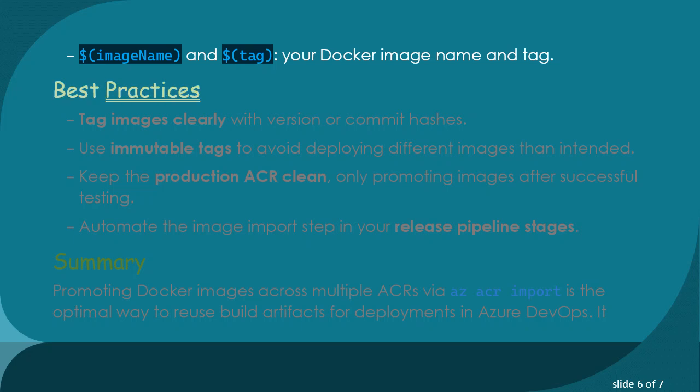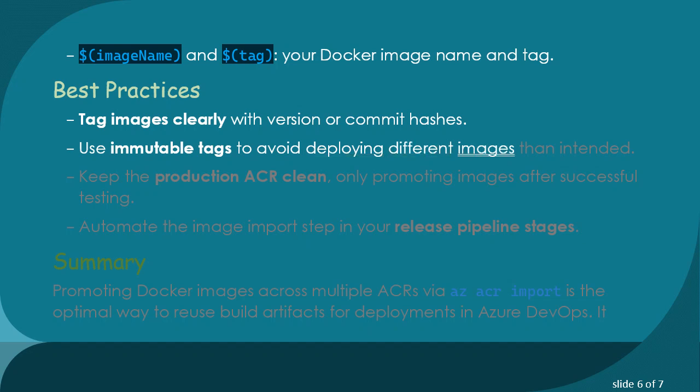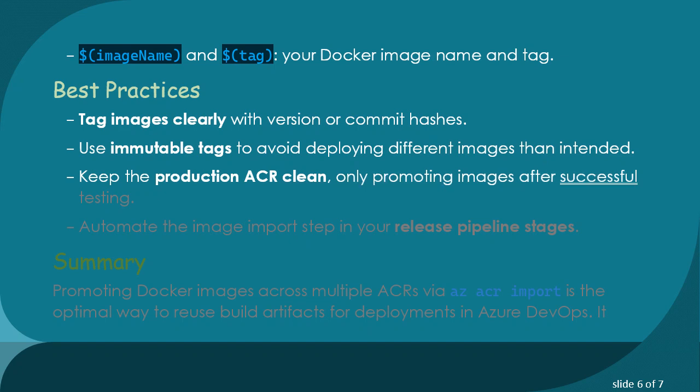Best practices. Tag images clearly with version or commit hashes. Use immutable tags to avoid deploying different images than intended. Keep the production ACR clean, only promoting images after successful testing. Automate the image import step in your release pipeline stages.